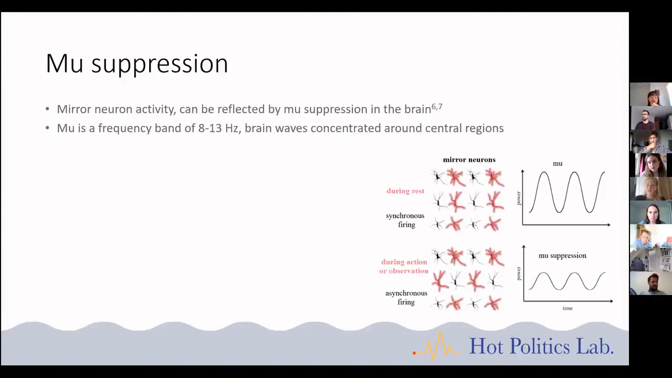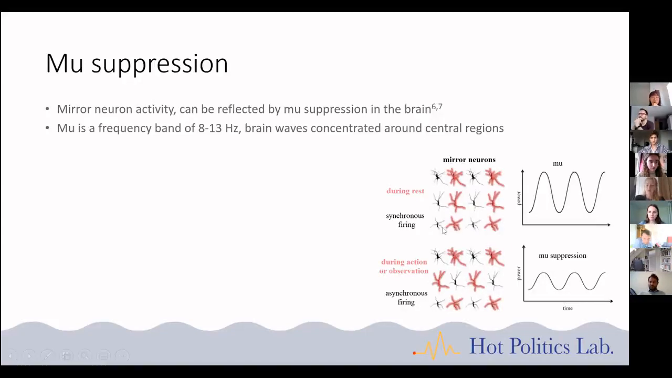This mirror neuron activity can be reflected by mu suppression in the brain. Mu is a frequency band, one of the bands that Diamantis just mentioned. It's a frequency band of 8 to 13 hertz, and these brainwaves are concentrated around central regions over here. A little bit more about this. When you look at the figure over here, there are mirror neurons, and during rest, they fire synchronously, causing the mu band to reach high amplitude, so a high power. Yet during action or observation of someone acting, these mirror neurons start to fire asynchronously, as you can see depicted in red, causing the mu to suppress, so a slight decrease in amplitude, which is then called mu suppression.